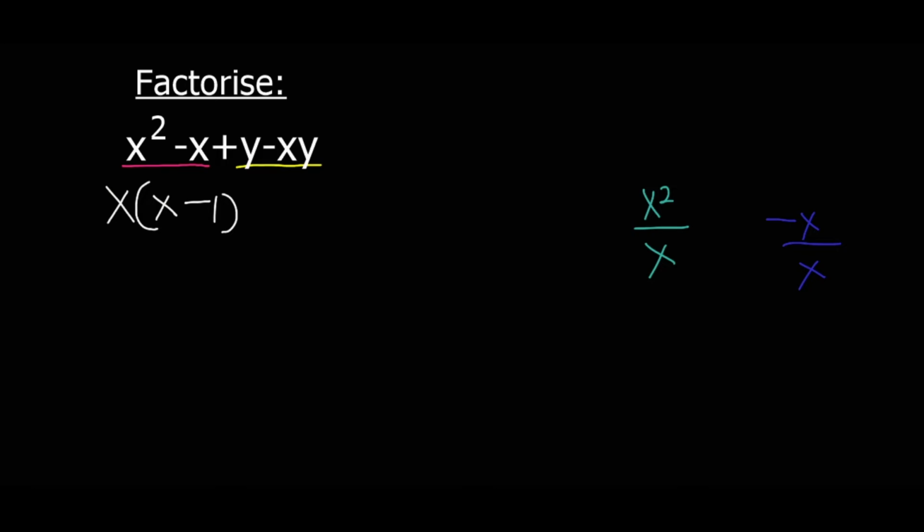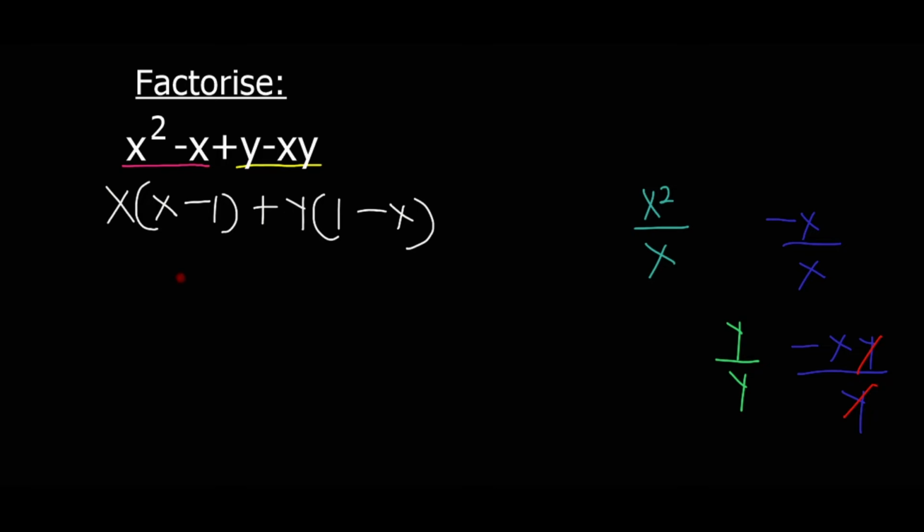O ka kgona bona re na le y as a common factor, so ro tšea y as a common factor, and then from here ro divide each term ka our common factor. Y divided by y ke 1 because any number divided by itself ke 1, and then minus xy divided by y. Y and y cancel, then re šala ka minus x.